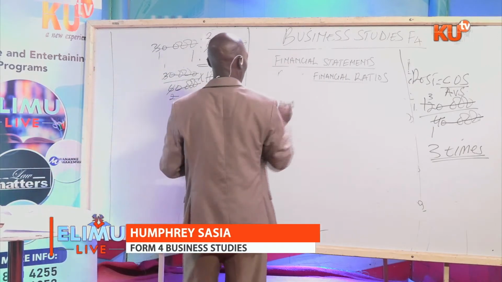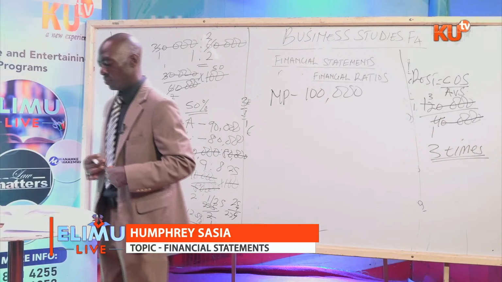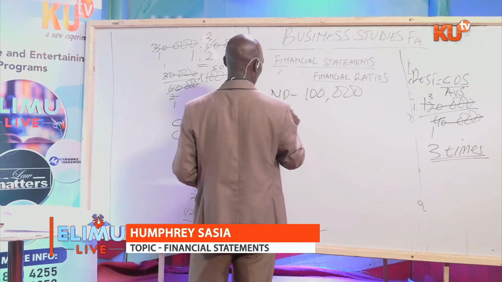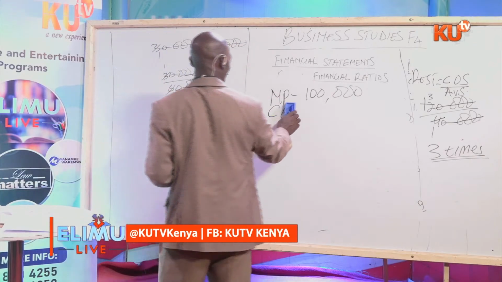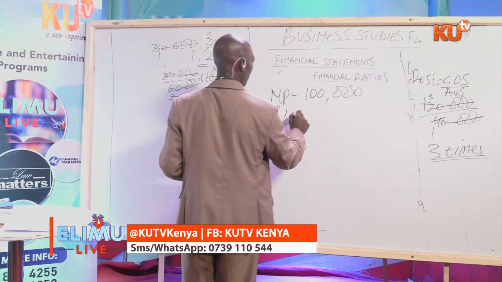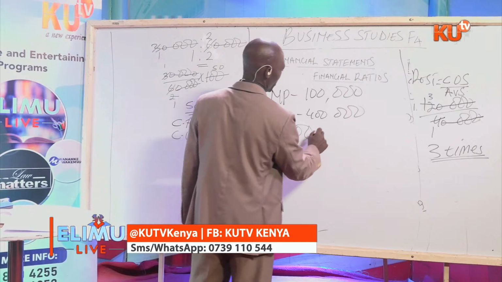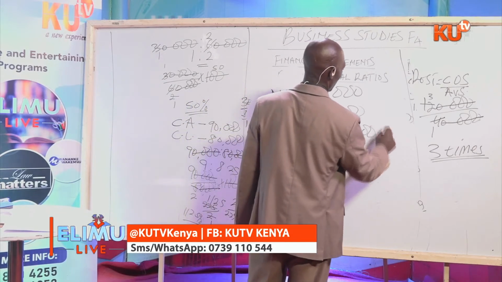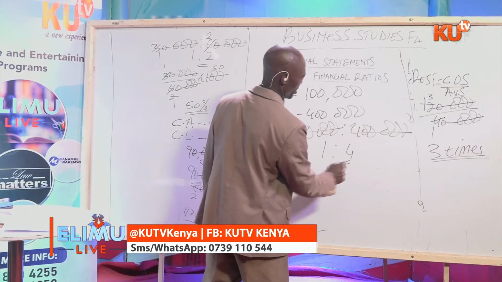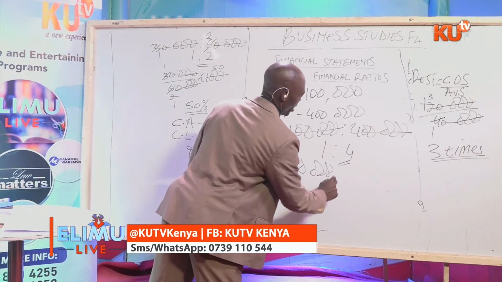So net profit is 100,000. Then capital employed, capital invested, is 400,000. So in this case, we can have 100,000 is to 400,000. That is, you cancel the zeros, you get 1 is to 4. That's the answer.